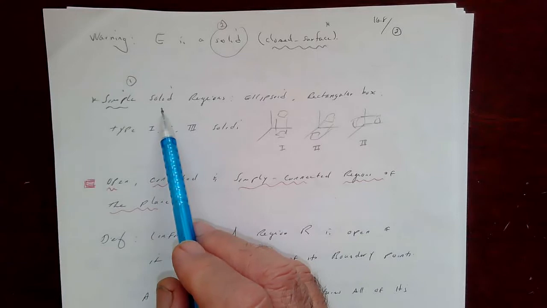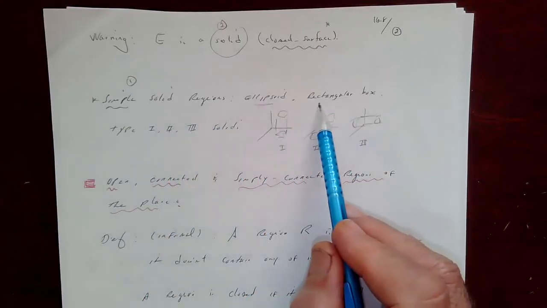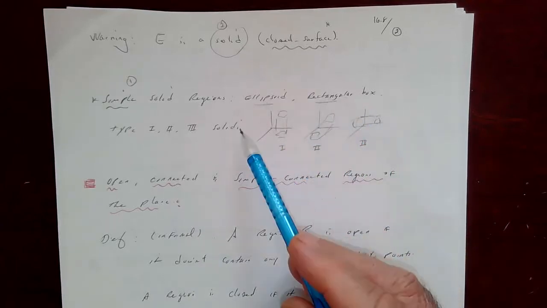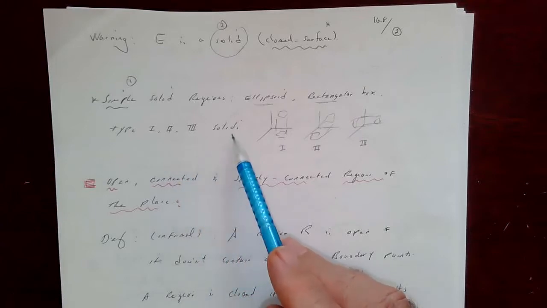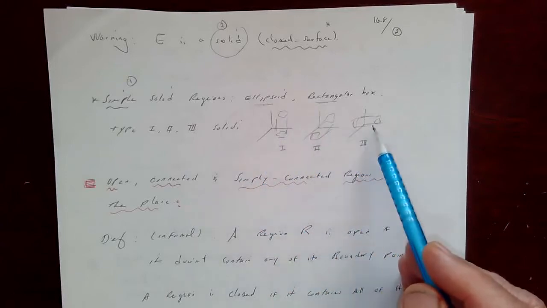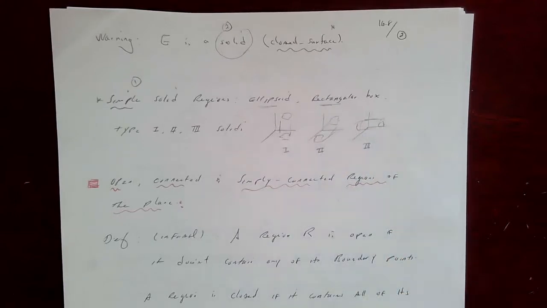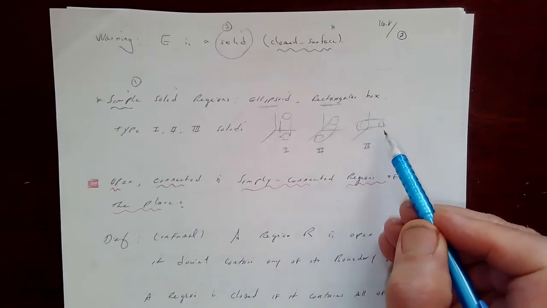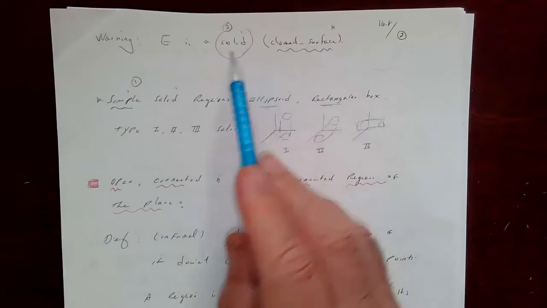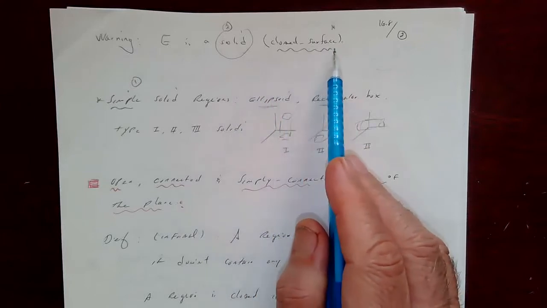So what's a simple solid? Those are the type of quadric surfaces, I should say the type of solids, which we learned in chapter 12. Like what? Like ellipsoid, rectangular box, and type 1, type 2, type 3 solids. Type 1 is when the solid stretches along the z-axis, type 2 along the x-axis, and type 3 is when the solid stretches along the y-axis. So keep in mind, you have to have a closed surface. It has to be a solid, not just any surface. It cannot be an open surface.